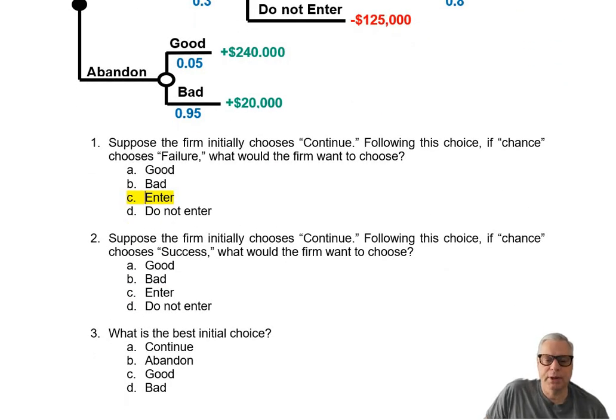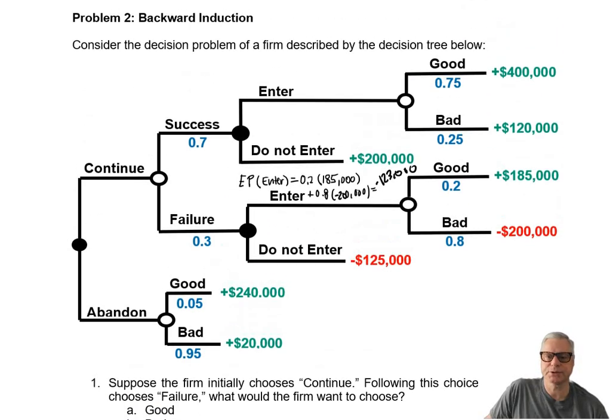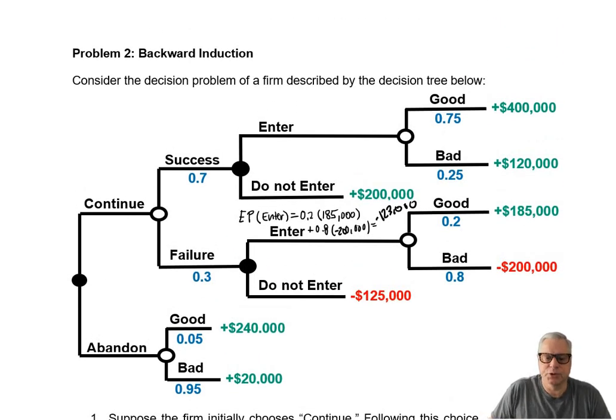Suppose the firm initially chooses continue. Following this choice, if chance chooses success, what would the firm want to choose? Through backward induction, I forgot to say, we already eliminated the do not enter strategy after failure. But now we have continue, success. So now what is the expected payoff of enter?